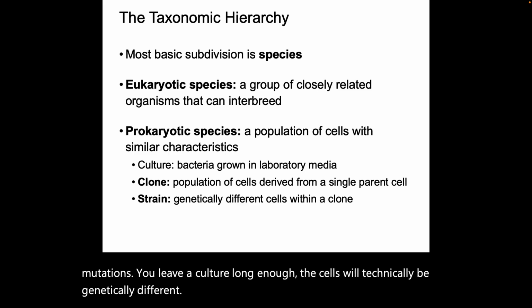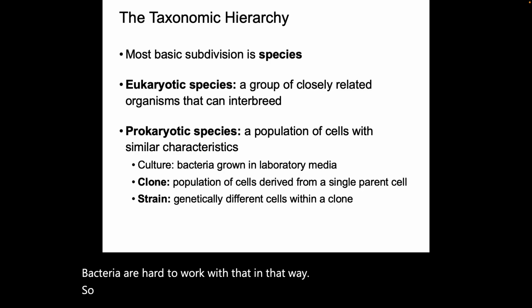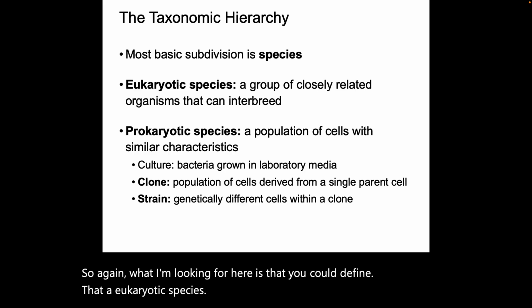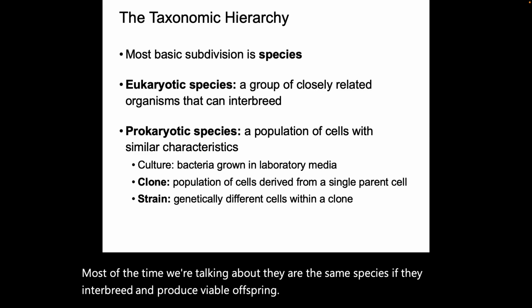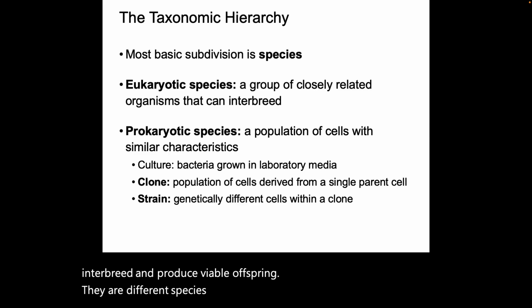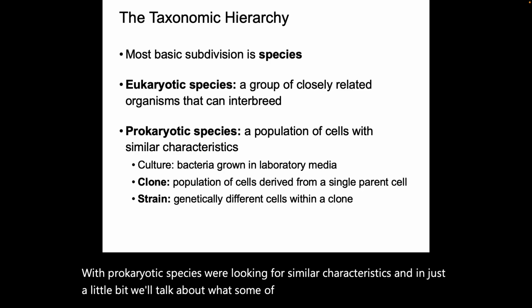Bacteria are hard to work with in that way. Okay. So again, what I'm looking for here is that you could define a eukaryotic species, most of the time, as the same species if they interbreed and produce viable offspring. They are different species if they cannot. With prokaryotic species, we're looking for similar characteristics. And in just a little bit, we'll talk about what some of those characteristics are.